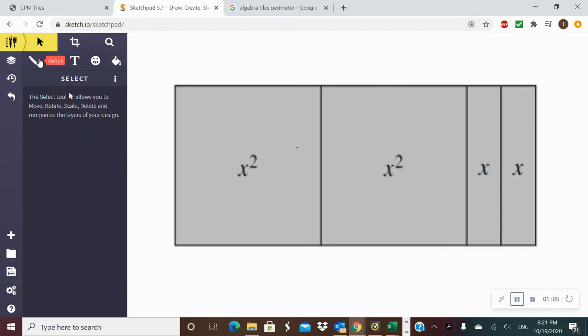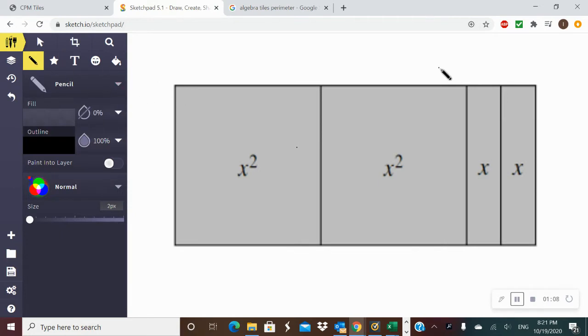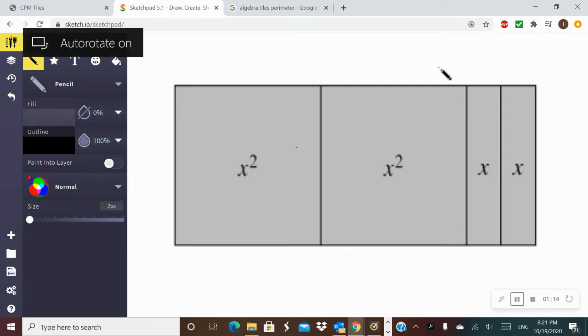Okay, so as you can see, we have one of our algebra tile groups. So now we are going to try figuring out the perimeter of this. We have to start finding the length of each and every side of this algebra tile group. Okay, let's get started. First we have no y's, right? So we're gonna find the x sides first.